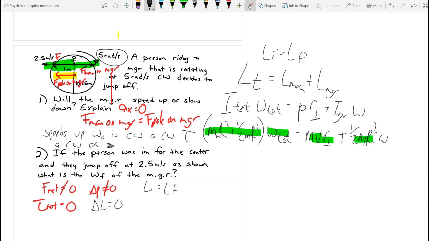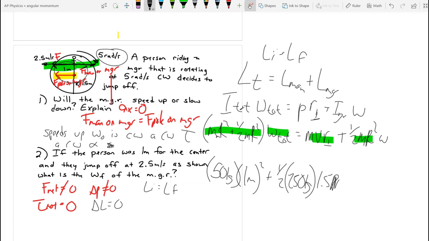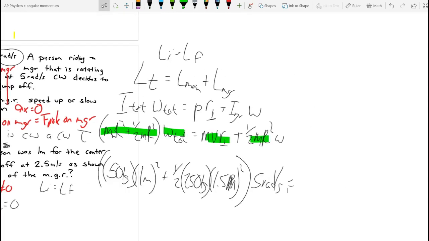I believe in the previous problem our mass was 50 kilograms for the man. His r, we got to notice he's not at the whole radius, he's just at 1 meter. So this would be 1 meter squared plus half of the merry-go-round, which was 250, times its r, that's at the whole radius, 1.5 meters squared. All of that times the omega, which is 5 rad/s. And that equals the other side now.